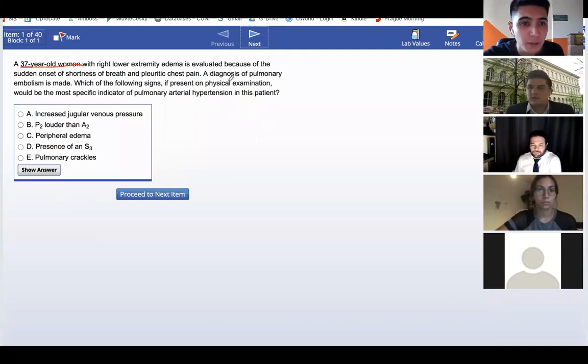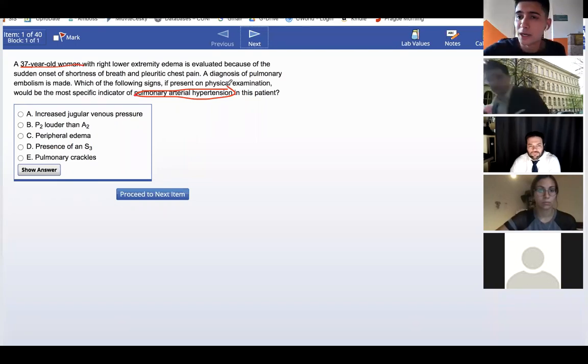They tell you, okay, she has pulmonary embolism. And then they ask you about pulmonary arterial hypertension and what is the most specific indicator of it. So why did I put the question here? As you will see when I show you the second question, sometimes a lot of the stuff mentioned at the beginning is not very relevant.